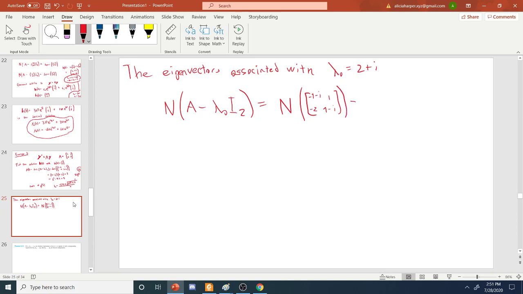And you can compute this null space. I'm not going to do it for you, but this null space precisely turns out to be the span of the vector. You can have a 1 here and a 1 plus i here. And again, you would compute this basically by doing the same ordinary operations associated with row reduction.